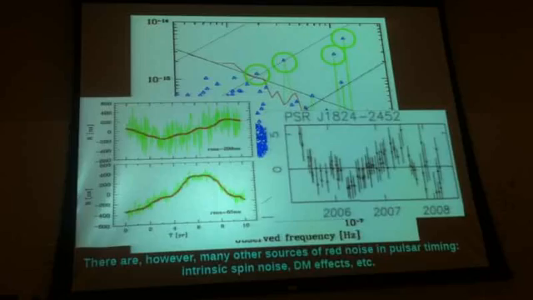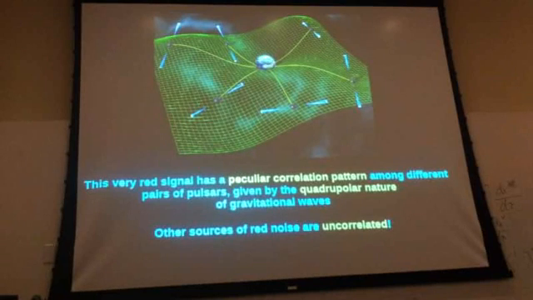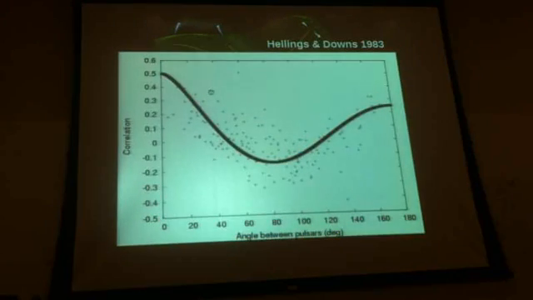And this is when you win with gravitational waves, because the quadrupolar nature of the gravitational wave implies that there is a specific correlation pattern between pairs of pulsars in the sky. And this was first worked out by Hellings and Downs in 1983. And this is the correlation pattern as a function of the angular separation of two pulsars in the sky.